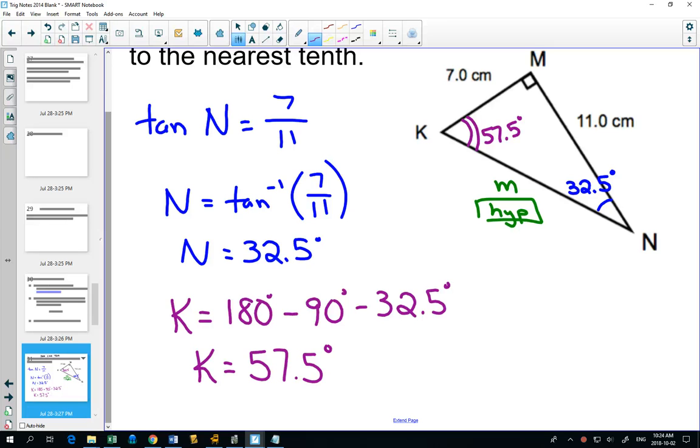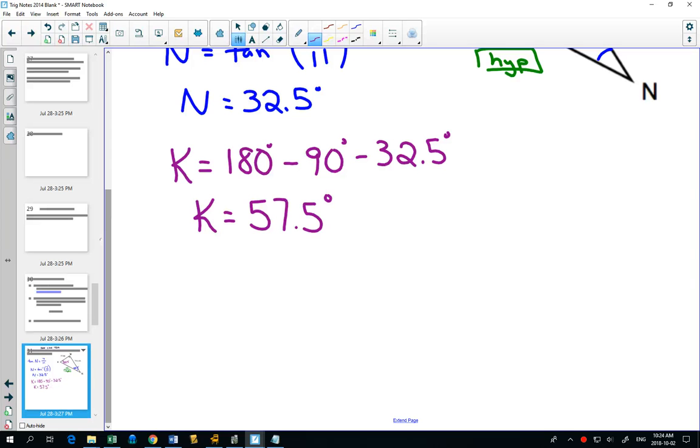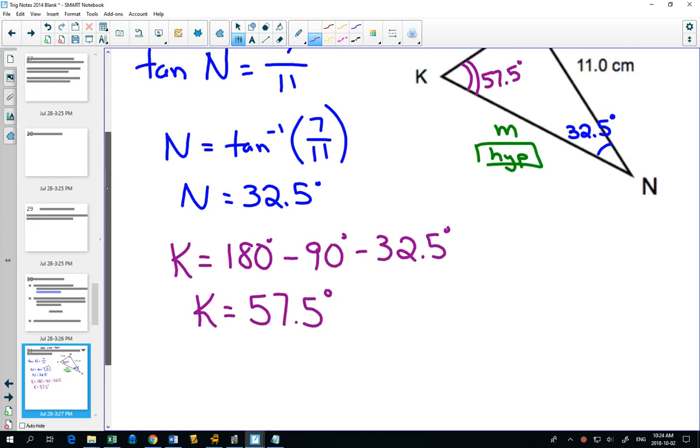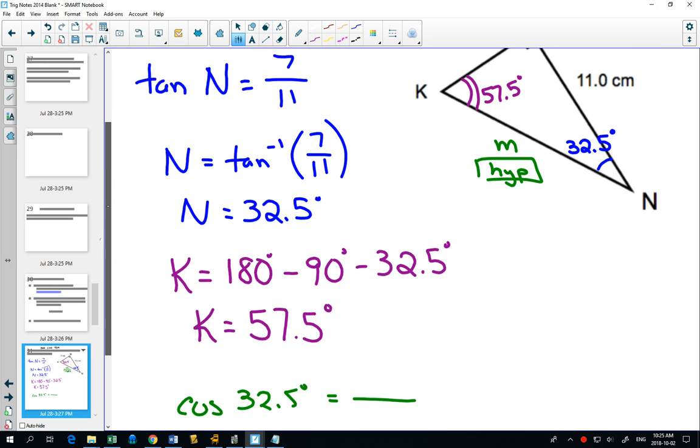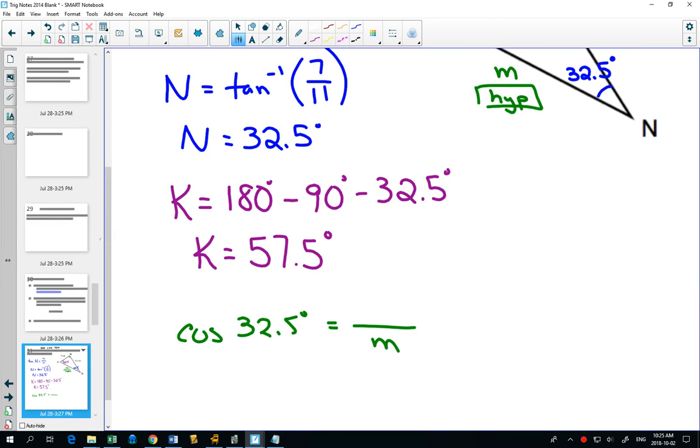You want to use cosine? And which angle do you want to use with cosine? You want to use angle N with cosine. So we would have cosine of 32.5 degrees is equal to, oh, I like this. So now, which is the adjacent side? Because cosine is adjacent over hypotenuse. What's the adjacent side to angle N? Is it the 11 or the 7? It's the 11.